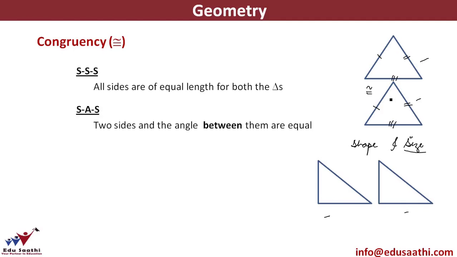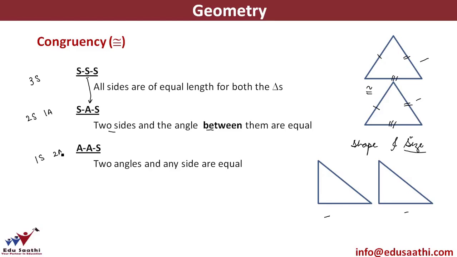The second one being SAS. Two sides are equal and the included angle between them is equal. So replace this S with A. 3S, 2S and 1A. Now again take one S out, replace it with A. 1S, 2A. Two angles are equal. The angles have to be equal and any side is equal. So I can say this side is equal to this side. This angle is equal to this angle. This angle is equal to this angle.